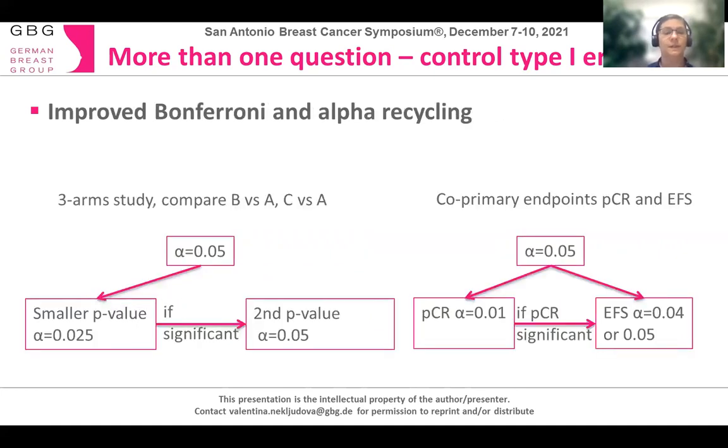Further possibilities are improved Bonferroni, where you generate your p-values and you test the smaller one to the half alpha. And if it is significant, you can test the second one to the whole alpha. Or alpha recycling, where you first split your alpha, but then when one of the tests is significant, you can spare the alpha and pass it through and test the second p-value to the full level of alpha.